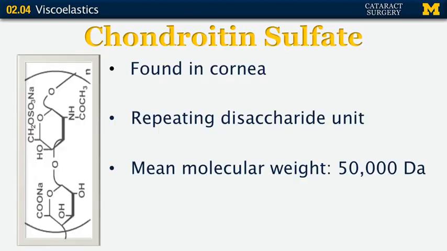Like I said, it's naturally occurring in the cornea. It's a repeating disaccharide molecule or polymer, and its molecular weight is only 50,000 Daltons. So clearly, this is a lower molecular weight substance. This actually would be used in a dispersive agent because it's lower molecular weight.